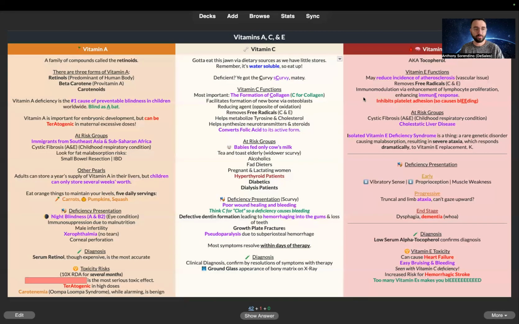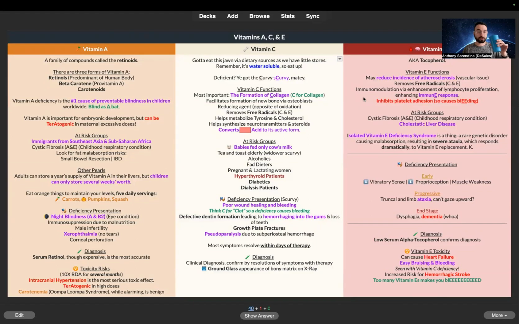Be interrupted about 5 minutes. Okay. Toxicity risks of vitamin A. Blank is the most serious toxic effect. Intracranial hypertension. That's night blindness, a deficiency. Are there toxic effects of C? Yeah, okay. Really no toxicity issues with C, which makes sense because it's water soluble.